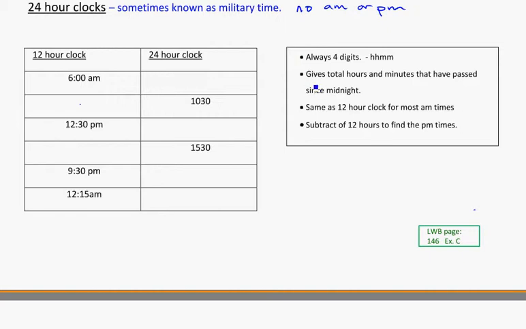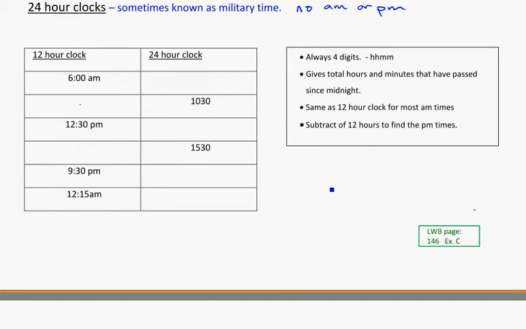What military time does is it actually gives you a total number of hours and minutes that have passed since midnight. And since there's 24 hours in a day, the times can go from 0 hours and 0 minutes past midnight, which is midnight, all the way around to 23 hours and 59 minutes, which is right before midnight again.